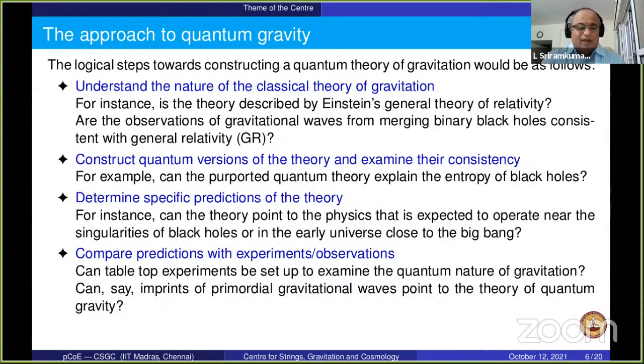As I will describe later, just as a moving charge radiates, certain moving masses can emit gravitational waves. That is how these merging binary black holes emit gravitational radiation. In the early universe, gravitational waves can be generated even in the absence of sources, just as electromagnetic waves can be. And there are efforts on to understand whether we can see signatures of a quantum gravitational wave.